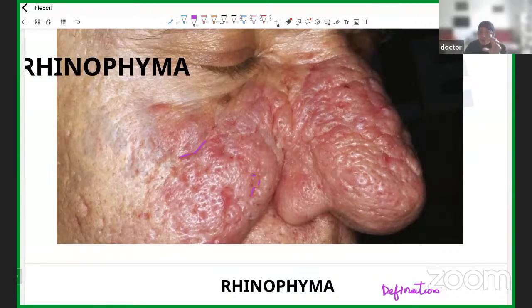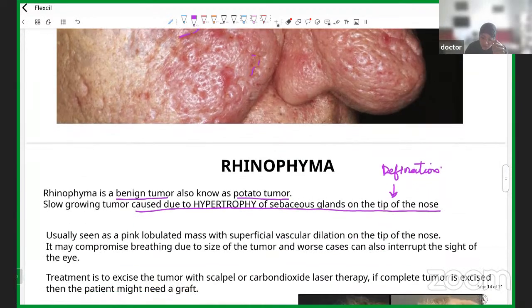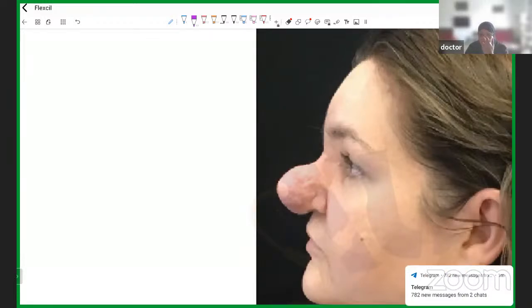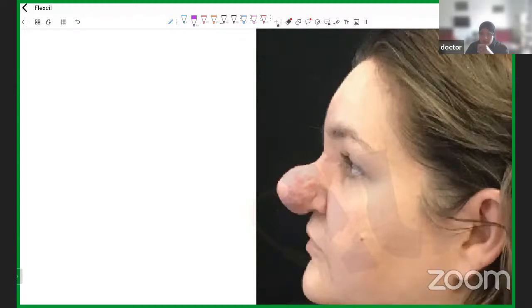And patients will usually come to the clinic not because it creates any discomfort, except that they'll have an unsightly appearance of the tumor. They'll just come for cosmetic reasons, because it's making them insecure about their appearance. But if rhinophyma becomes enlarged like in this patient, it will lead to obstruction of breathing. And it can also interfere with sight because it will grow big in size.